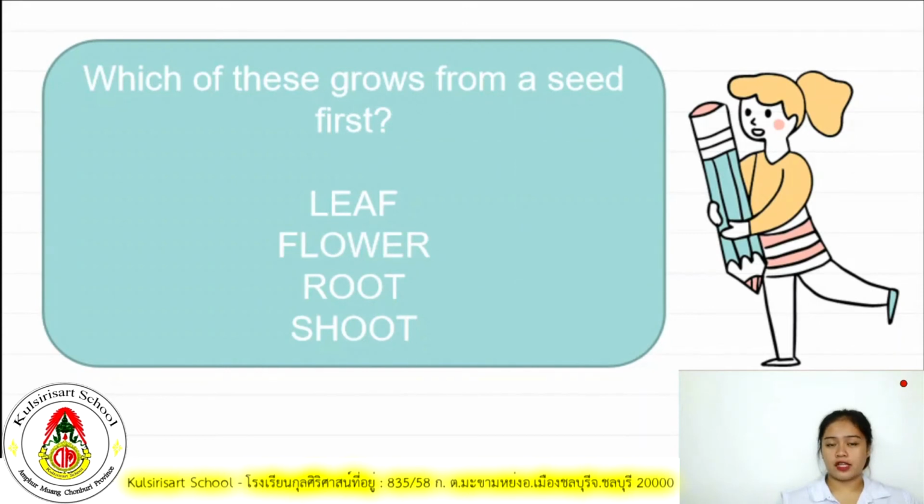Are you done answering? All right. The answer for this question is the root. Again, the first thing that grows from a seed is the root. Did you answer it correctly? All right.